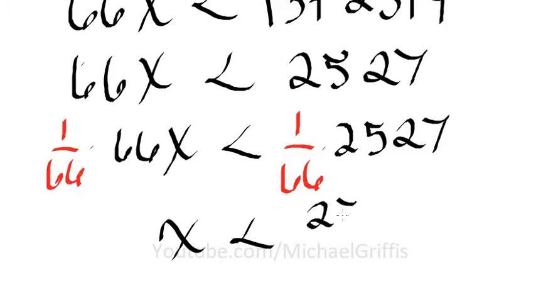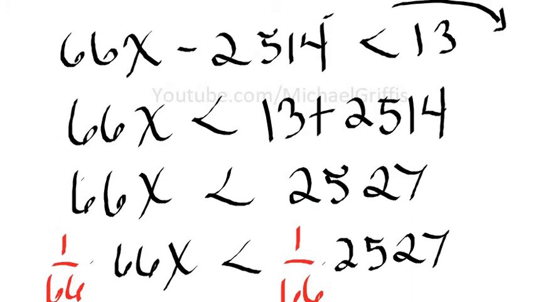Can we reduce this down? That's the question. 2527 over 66. Will that reduce? I don't think so. 2527. Let's see. 25. Making sure I did that arithmetic. That's 7. Yeah, 2527.